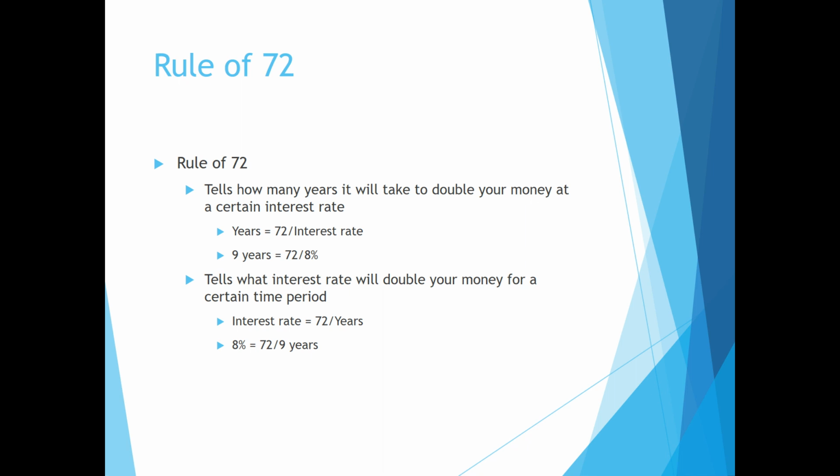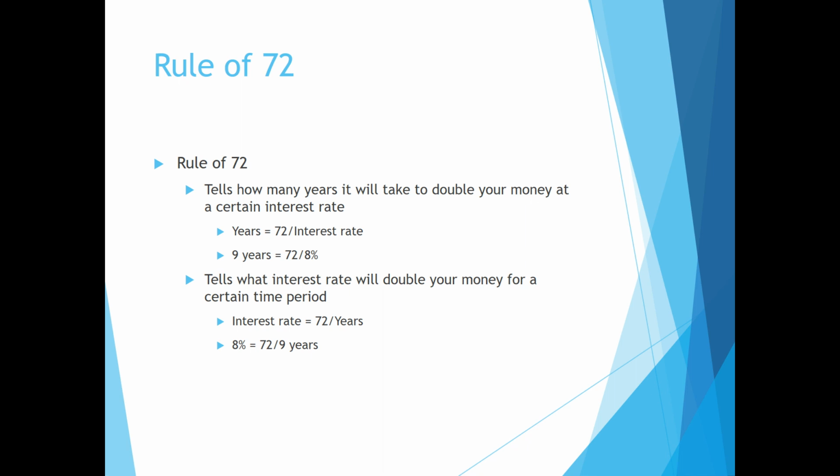So to find out how many years it takes to double your money at a certain interest rate, your formula is years equals 72 divided by the interest rate. So here you can see 9 years, if we could earn 8%. 72 divided by 8 takes us 9 years to double our money. You can also calculate for what interest rate you need to double your money in a certain time period. So if we wanted to double our money in 9 years, we would have to earn 8% interest.